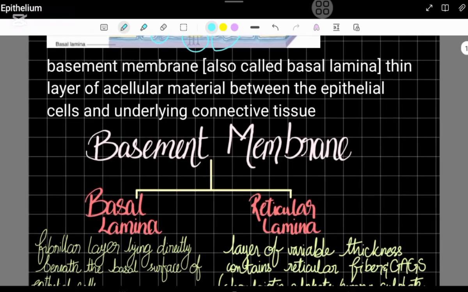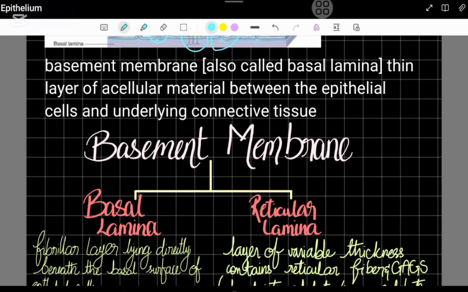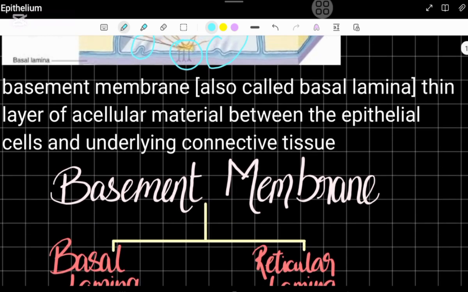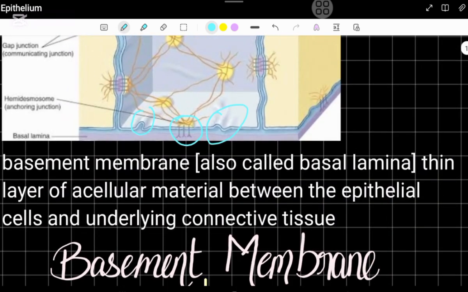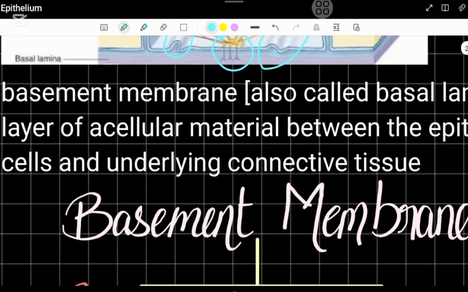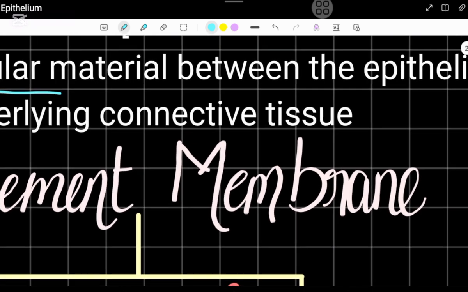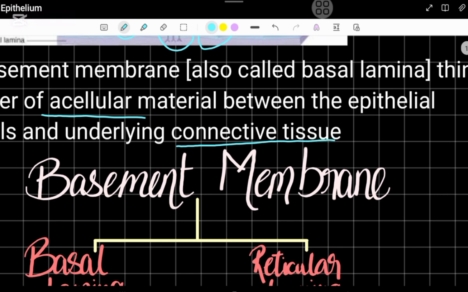Basement membrane, also called basal lamina, is a thin layer of acellular material. Now we will be discussing the basement membrane, not the basal domain. They are two different things. Remember that the basal domain and the basement membrane are two different things. So remember the fact that they are acellular materials between the epithelial cells and the underlying connective tissues.